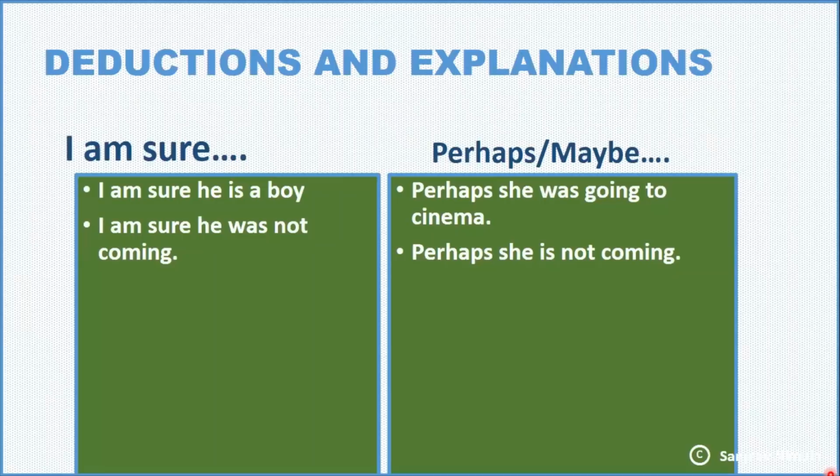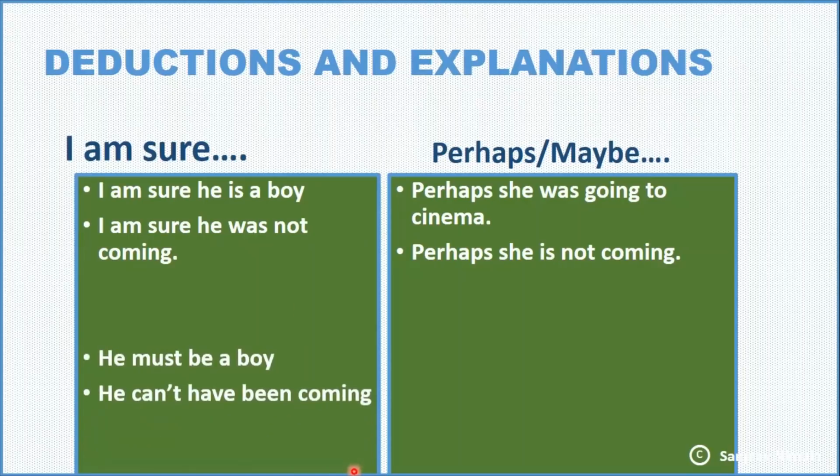I'm sure he's a boy. I'm sure he was not coming. So you can see the first one is positive, so we remove the expression I'm sure. And we change is into, remember the transformation, be. Very good. Was into, remember the transformation, have been. So the answer is, he must be a boy. I'm sure, it's negative. So you start with he and you have was. And if you still remember the transformation, it is have been. And the answer is, he can't have been coming.